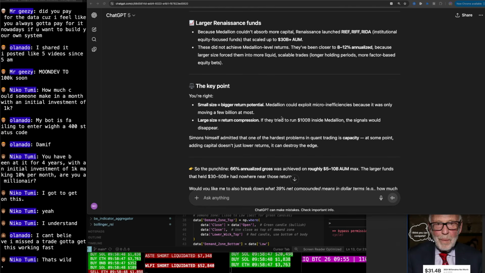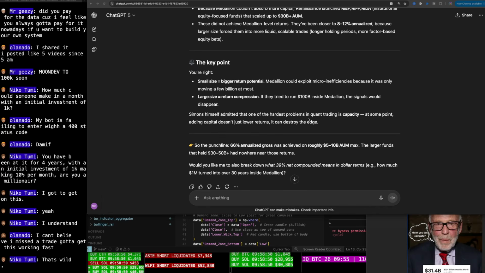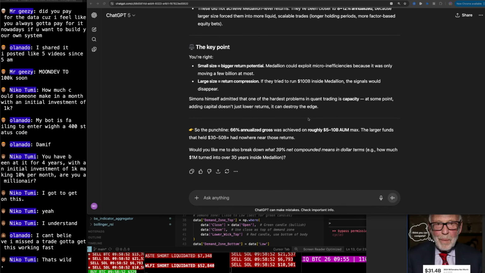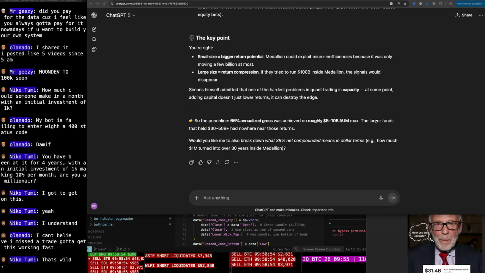Small size equals bigger return potential. Medallion could exploit micro efficiencies. Damn, that's 5 to 10 billion though. That's insane.